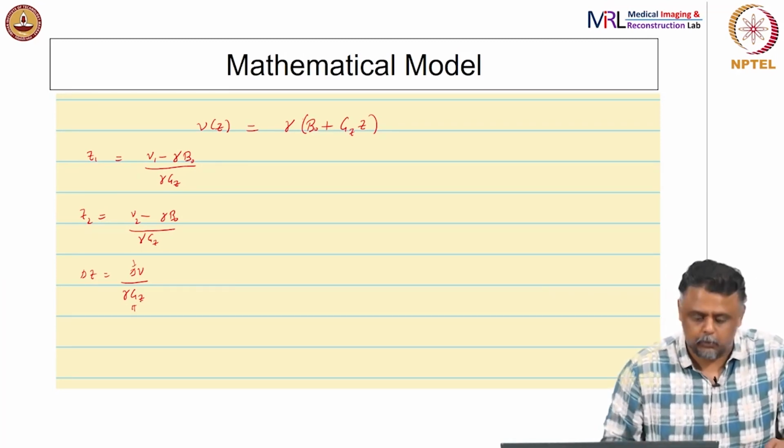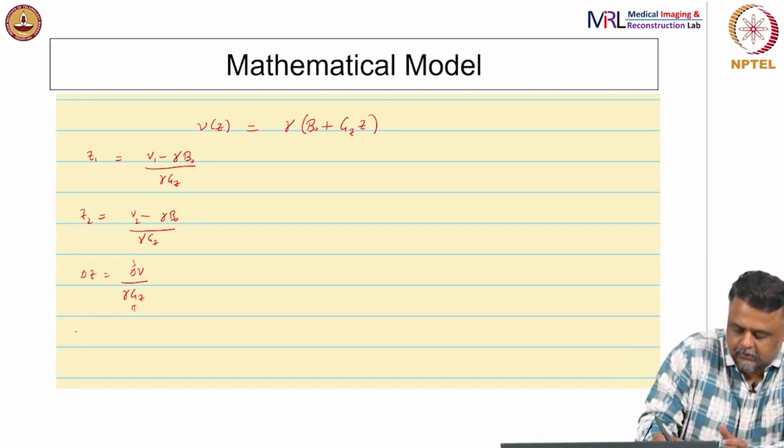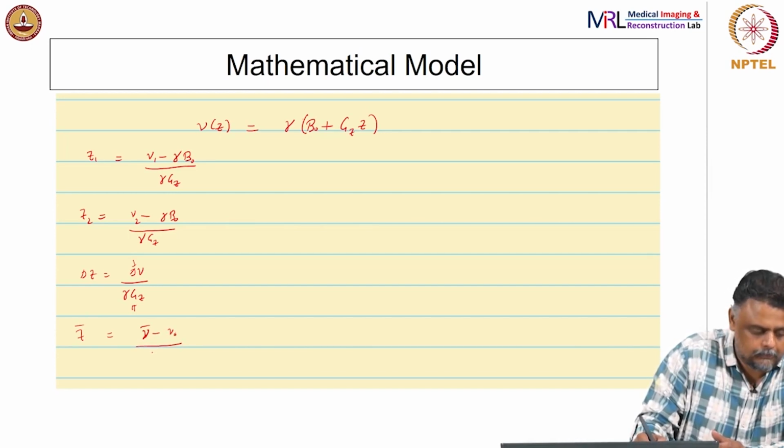The slice position, which is basically the average, can also be written in this form, which is given by nu bar minus nu 0 divided by gamma Gz.